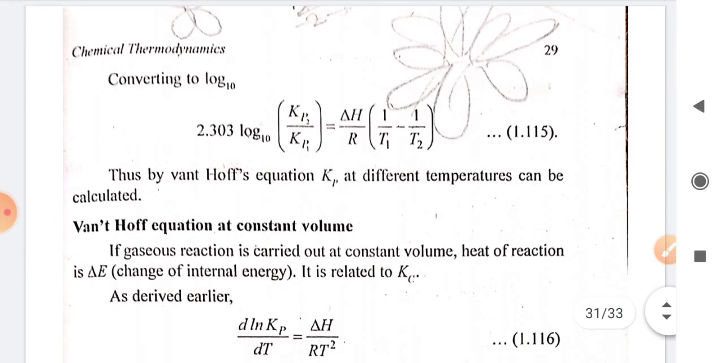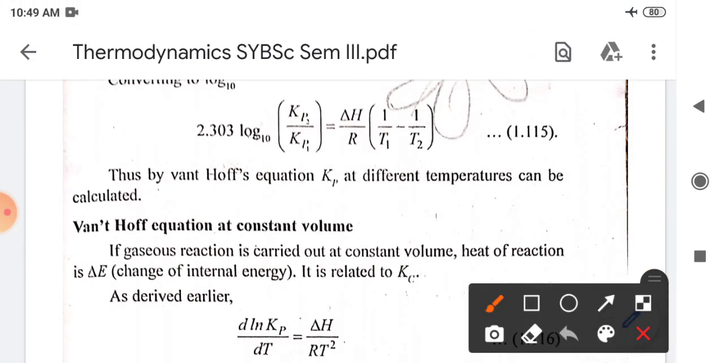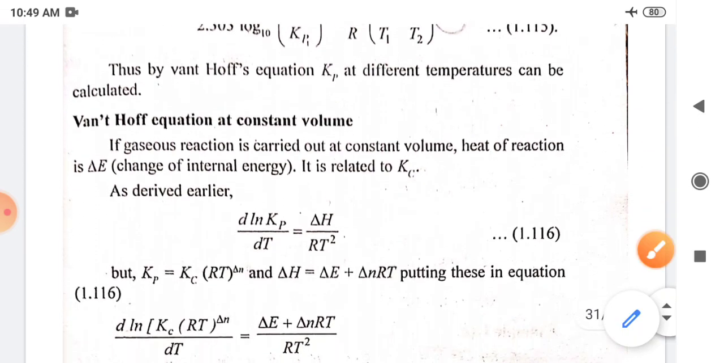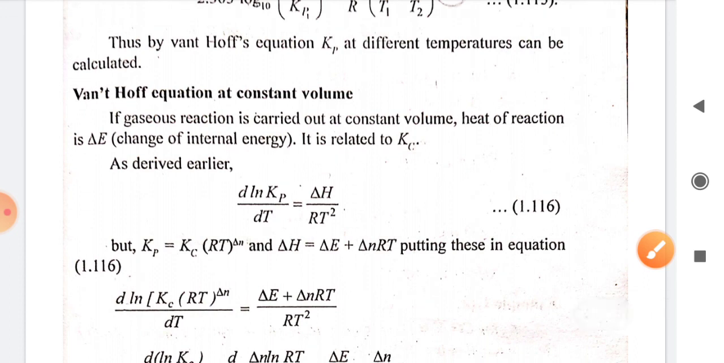Converting into log to the base 10, we get 2.303 log10(Kp2/Kp1) = ΔH/R (1/T1 - 1/T2). So this is the important equation, which is nothing but the integrated form of the Van 't Hoff isochore equation. Using this equation, Kp at different temperatures can be calculated.